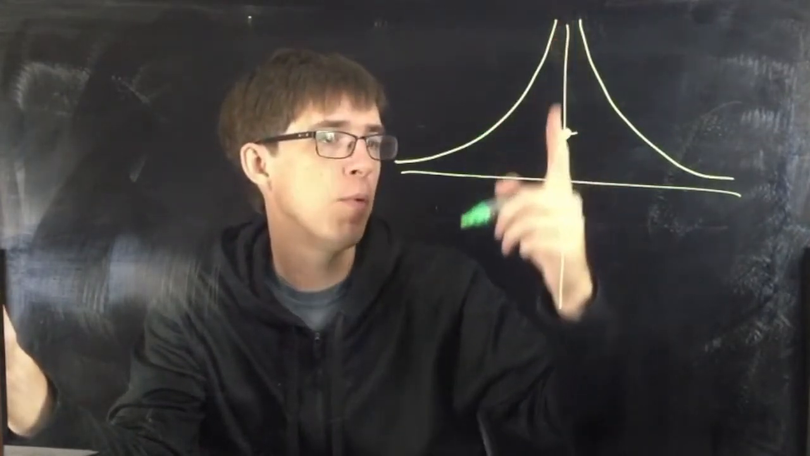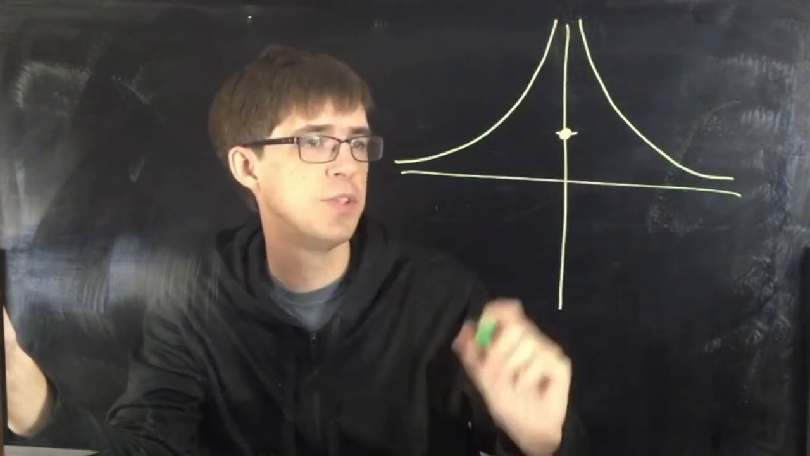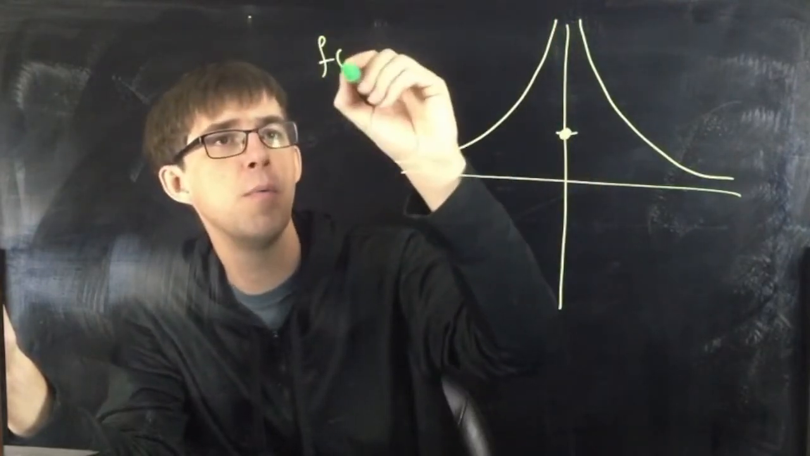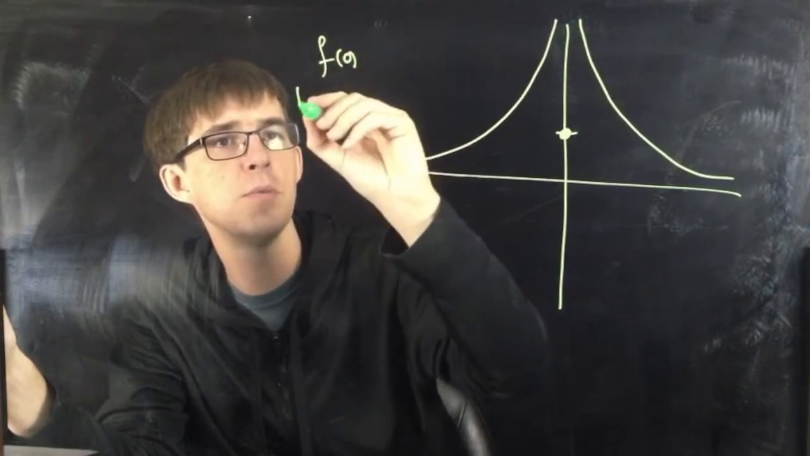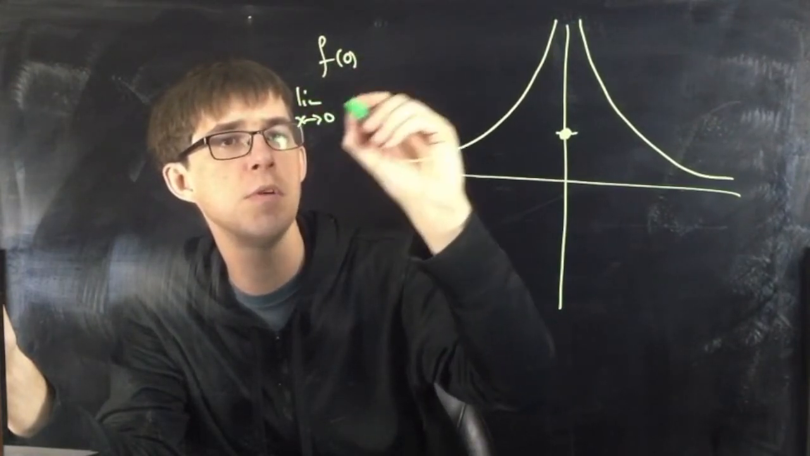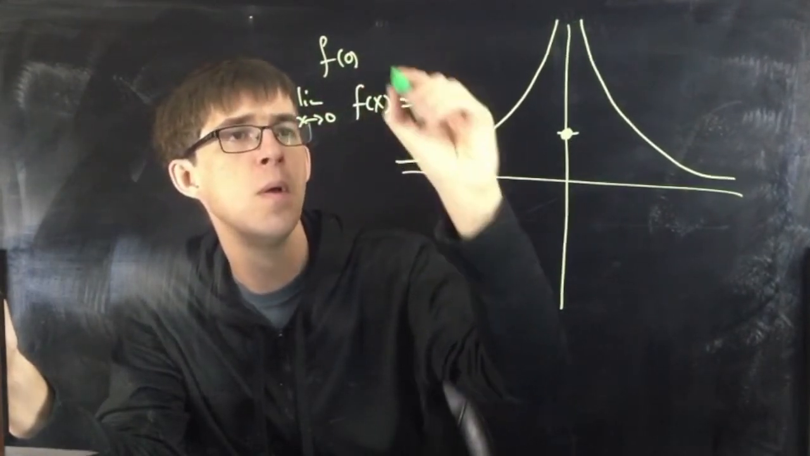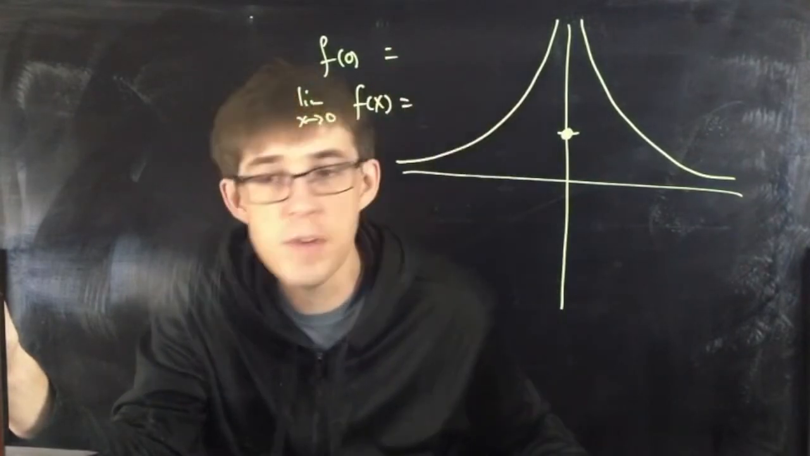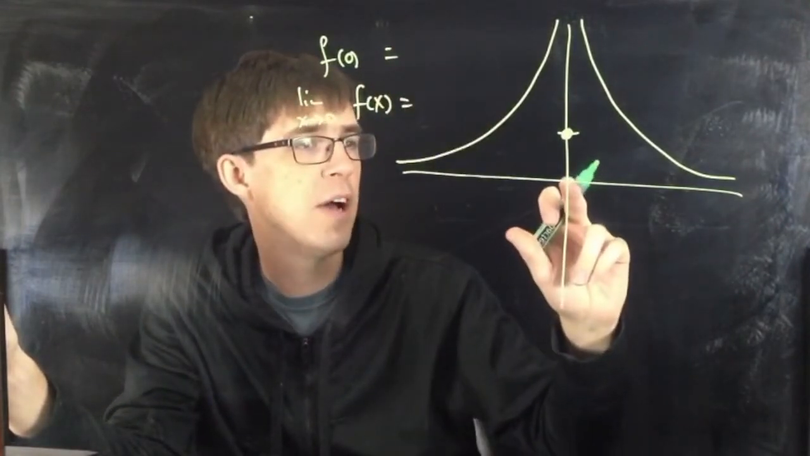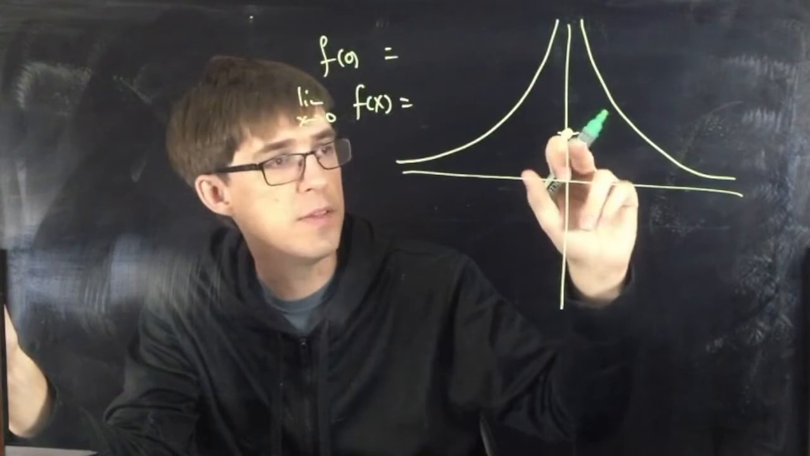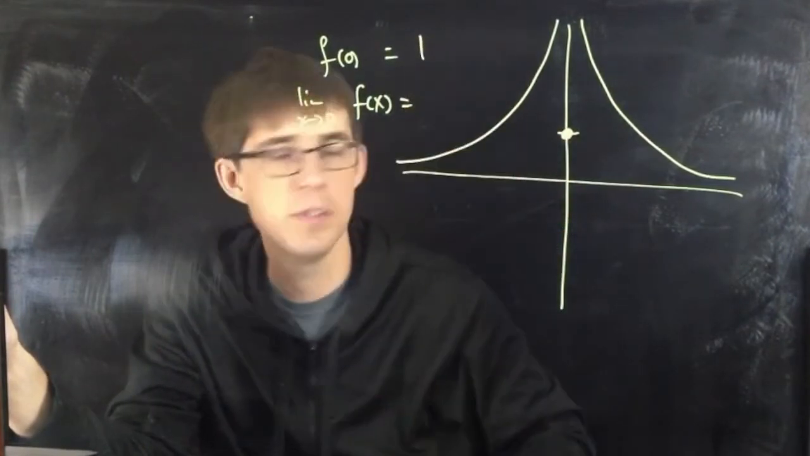What can we say about values here? Really, the interesting part would be near x equals 0. So I would like to talk about what is f of 0, and also what is lim x goes to 0 of f of x. F of 0 means what is the y value when x equals 0? The answer is 1. It's this point right here. So f of 0 is 1.